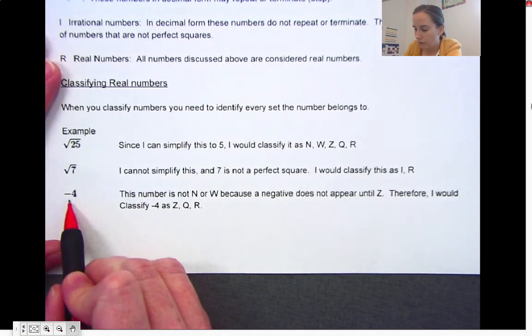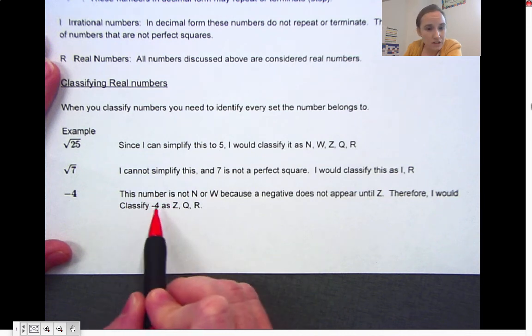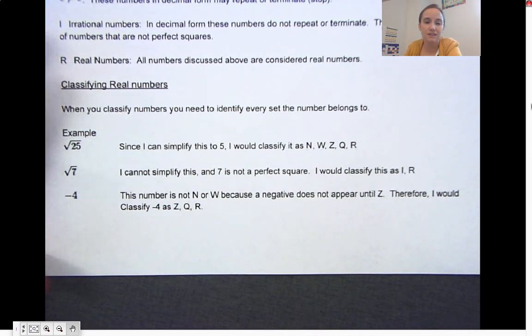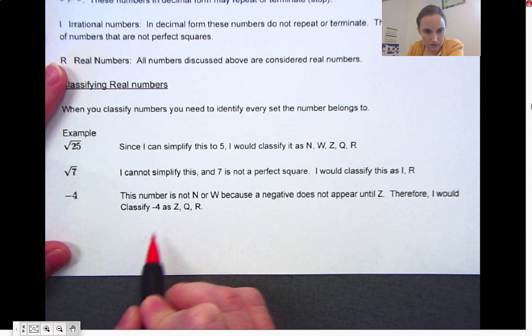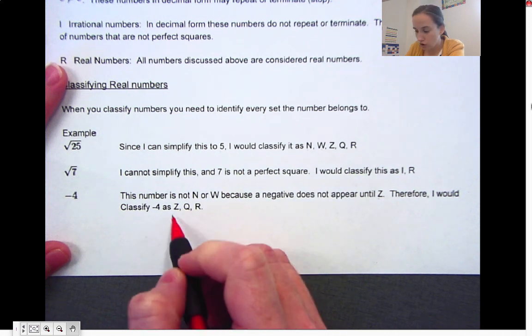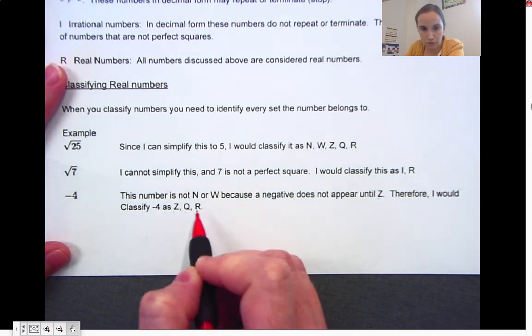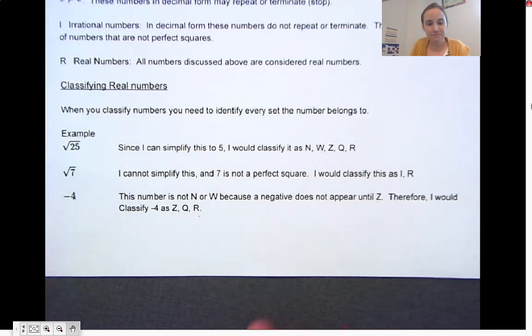And then -4. This number is not natural or whole because the negative did not appear until you got a little older. And so the negative only appears in set Z. So you could only classify this as integer, rational, and real. So you try some. Thank you.